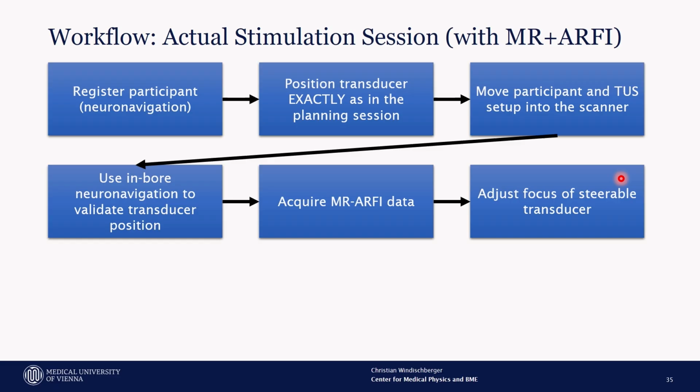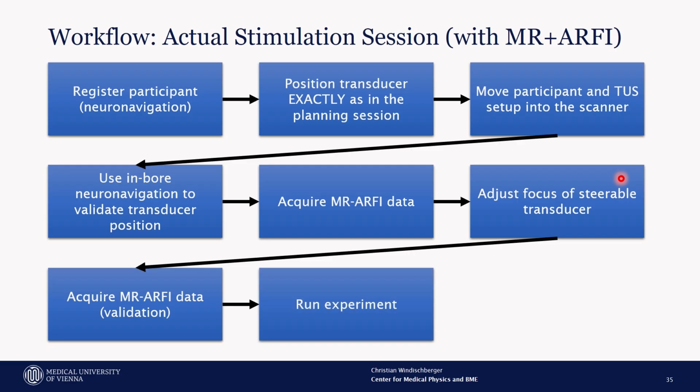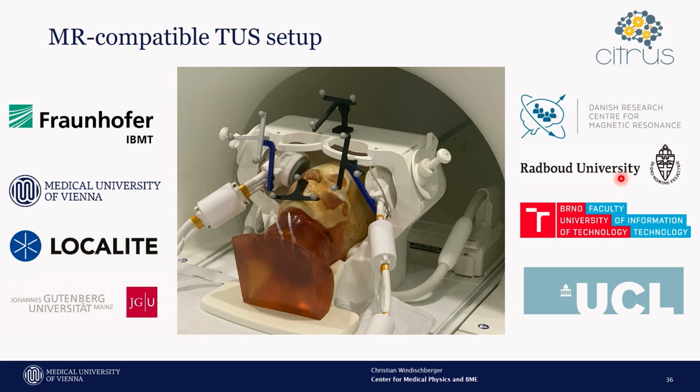It really makes a huge difference, because positioning the transducer and keeping everything static, with a non-moving participant, is not as easy as it sounds. Right? So even if you have slight changes, you can now perfectly compensate for that by readjusting some stimulation parameters. You do another MRI scan to validate that you're really there, and then you run your experiment. Right? So this is an example of such a setup.